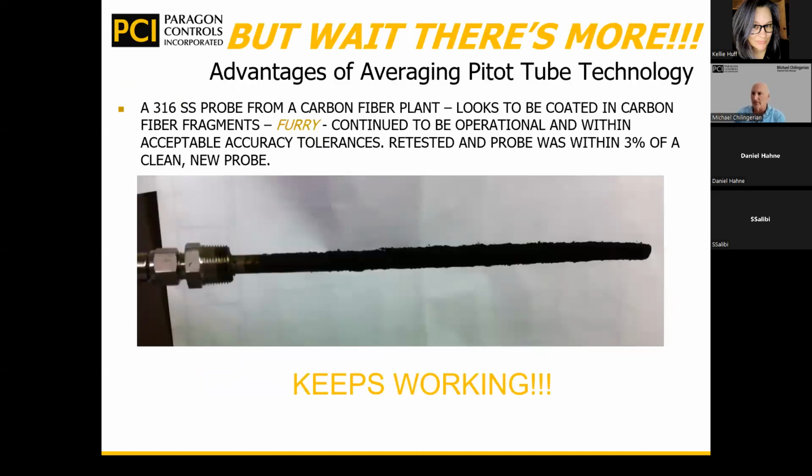This is something I usually finish up with. This happens to be an industrial application. This is a stainless steel probe, but it basically has the same sensor densities that we do with everything else. But it's absolutely furry with shredded carbon fiber. We tested this versus a clean one, and because we had enough ports to measure through, it was still within 3% accuracy of what a clean system would be. So there's this robustness and durability that we provide, and I think this goes a long way to providing something for an owner that you don't have to think twice about. That's basically what I have.